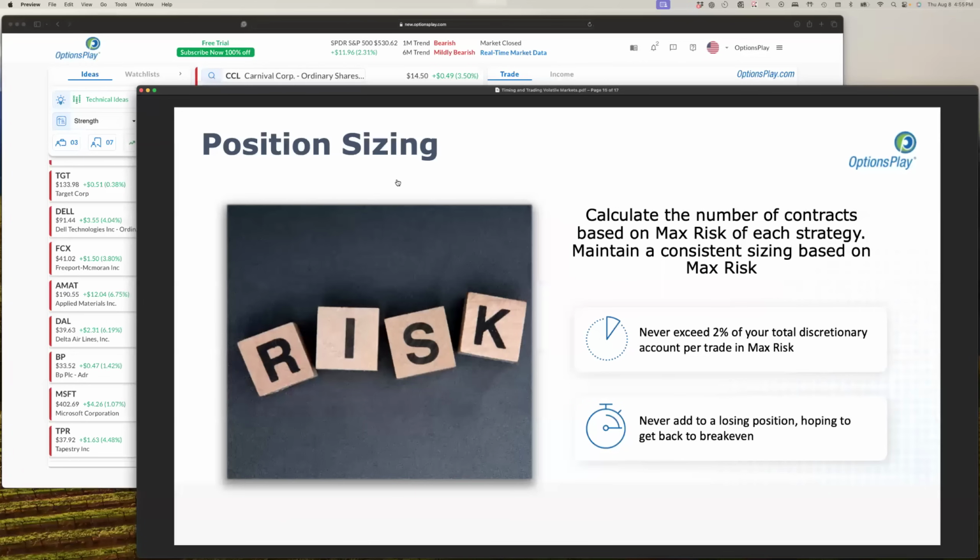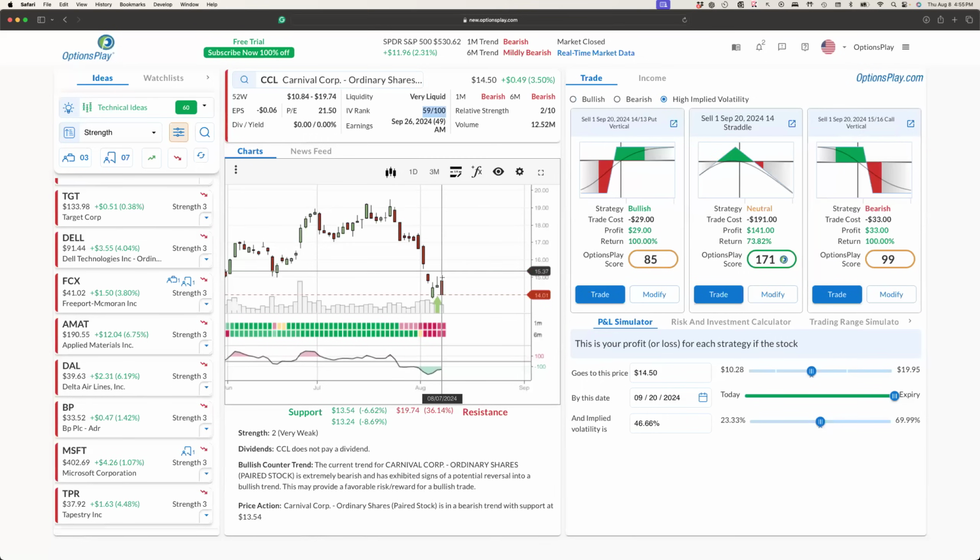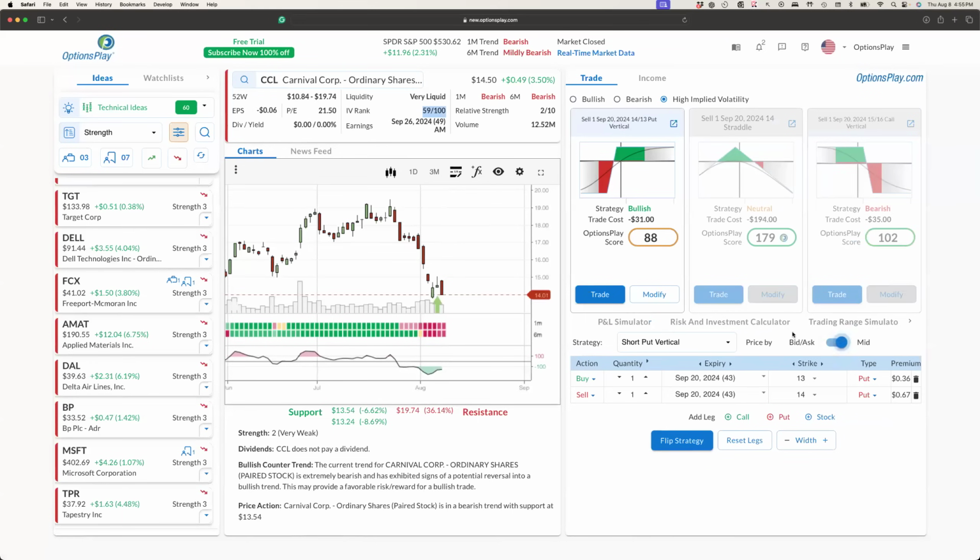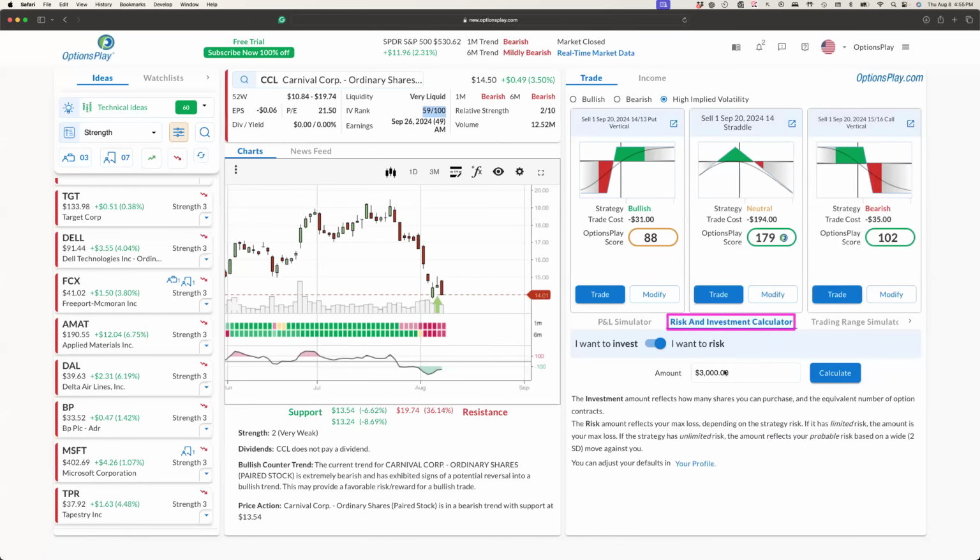So let's go back to this Carnival cruise trade, right? Let's say I think that this is going to bounce and I want to sell this credit spread. So one of the things that I can do is I can use the risk and investment calculator here at OptionsPlay. And how many of you have used the risk and investment calculator in OptionsPlay? Type yes into the chat window if you've used that before, because this is arguably one of the most important tools in your trading toolbox, because it allows you to select how much you're willing to risk, right?